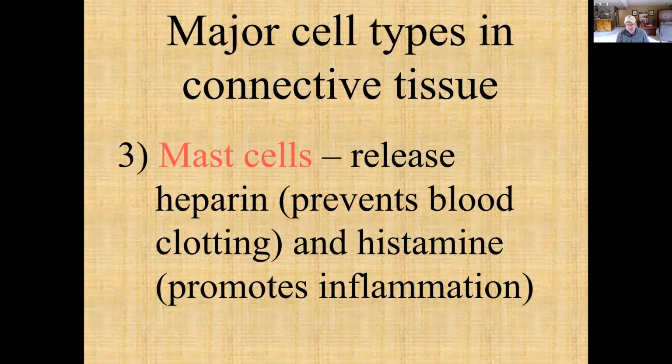And a third major type of connective tissue cell is the mast cell. Mast cells do a number of different things, one of which, as it says here, is to produce and secrete heparin. If you've worked in the medical field, you probably have heard of heparin, often given to reduce or prevent blood clotting.